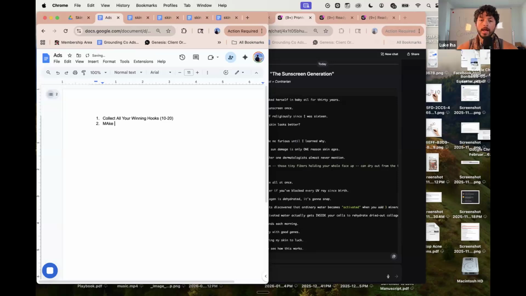Then you make a master prompt. And the prompt is pretty simple. So the master prompt is basically: for the attached ad, generate me 20 different hooks based on the following examples. And then you put in all your examples here. And then you say, here's the ad to write hooks for it.